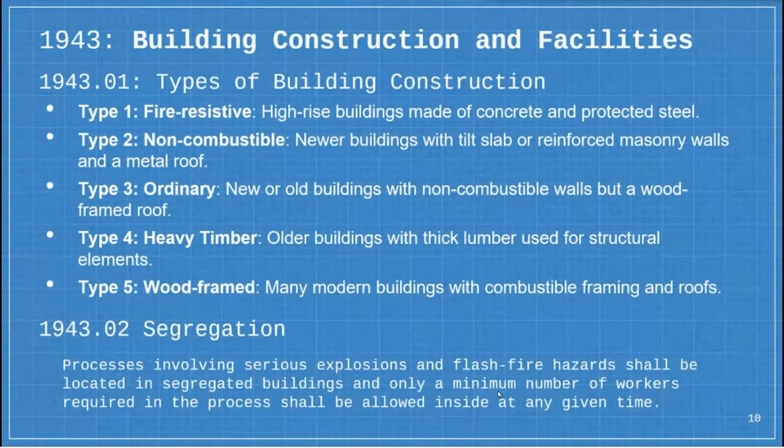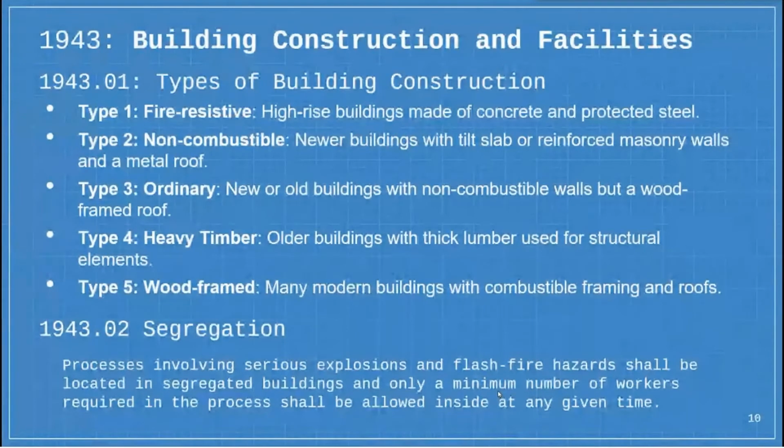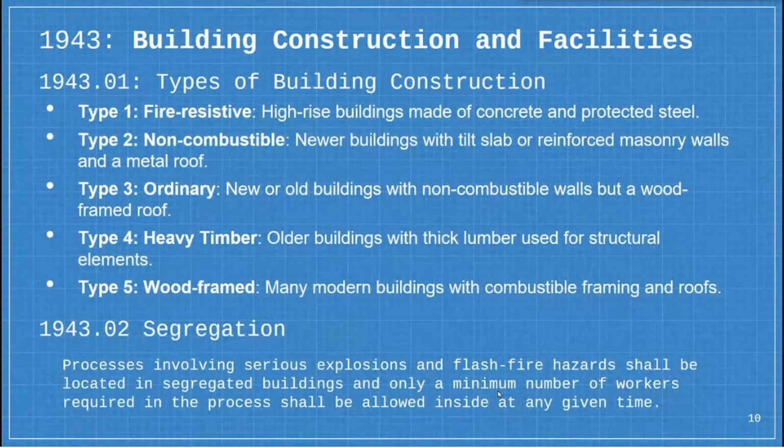So, ang primary examples nito is yung mga commercial buildings na made of concrete and mataas na, siguro sabihin natin mga 5-story. Type 2, non-combustible, newer buildings that have slab and reinforced masonry walls and metal roofs. Ang primary example naman natin dito is yung mga warehouse which is made of, kadalasan, yero and metal pipes.